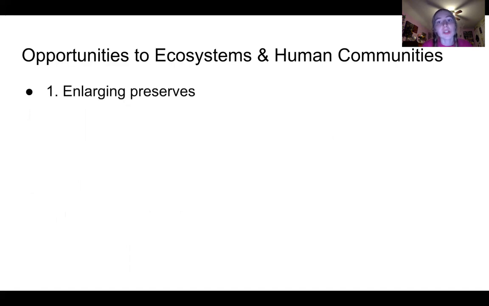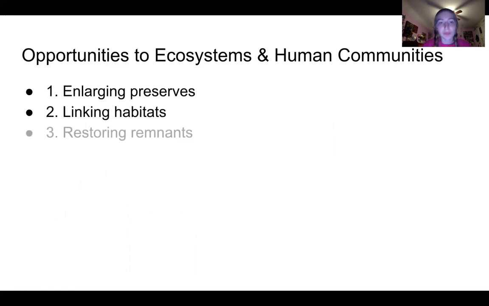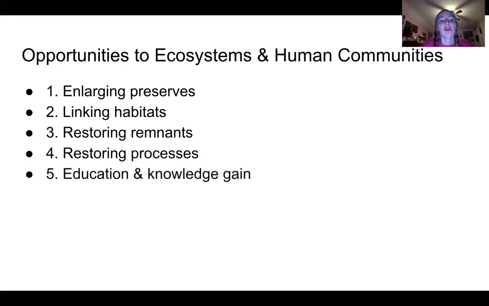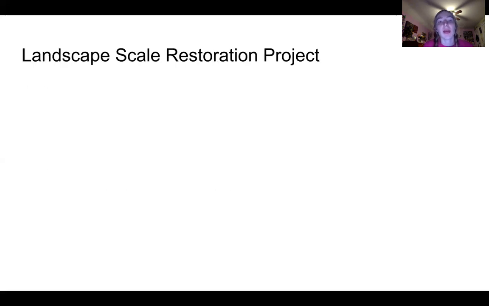Opportunities to ecosystems and how they relate to human communities. We can enlarge preserves in natural areas. We can link habitats together through patches or corridors. We can restore remnants of communities that once were there and bring them back. We can do the restoring processes. We can have education and knowledge gain as humans and educate others. We can have an increasing of community capacity.